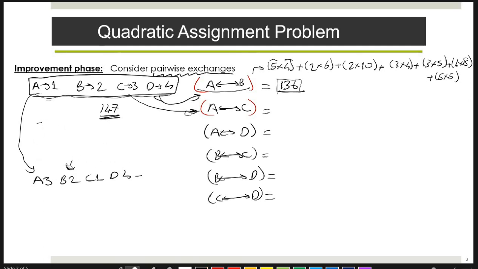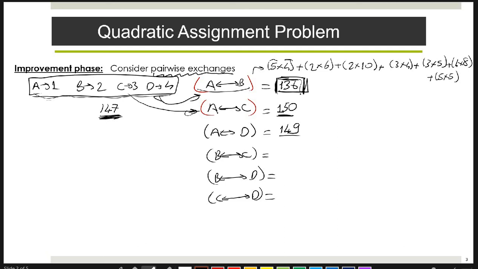And when you replace A and C, you can calculate the total cost to be 150. If you replace A and D, it will be 149. Look, this 150 is even worse than our initial solution. It's not good. 149 is not good either, and also I already have this solution. Among these four, I would still prefer this one.